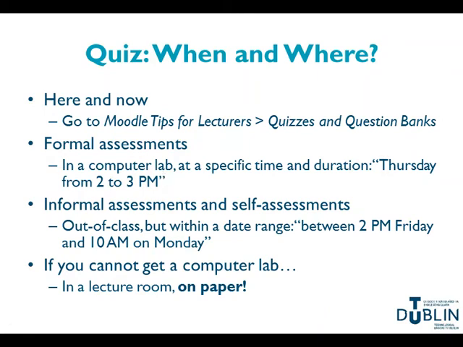So when and where do you run quizzes? You can run formal assessments maybe in a computer lab, invigilated at a specific time and day, and for a specific duration, maybe from 2 o'clock to 3 o'clock on Thursday the 5th of May, for example. So they're formal assessments. Informal assessments might be out of class, but maybe within a date range, like between Friday and Monday. The quiz is open for 3 days, and you have to spend 30 minutes on the quiz then.